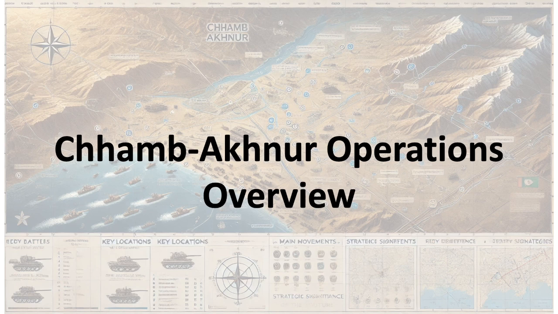We might ask ourselves. The Cham Akhnur operations were designed to secure the region against advancing forces and protect vital supply lines and communication routes. The goal was to maintain control over key areas and prevent further incursion that could threaten the newly established borders of India. These operations were not just about defense, they were about asserting India's sovereignty and stabilizing the region in a time of great uncertainty.